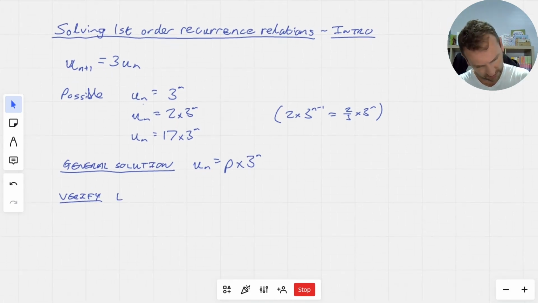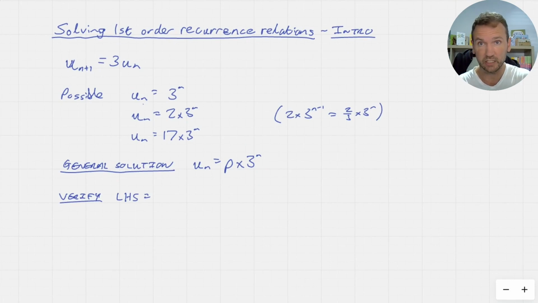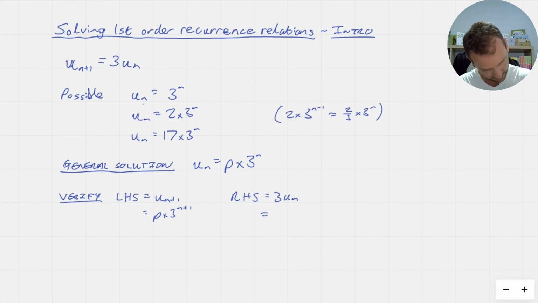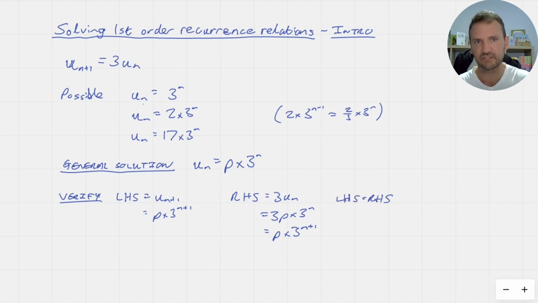So our left-hand side there, if we substitute in, is just u_{n+1}. Well, u_{n+1}, in this case, would be p times 3 to the n plus 1. And the right-hand side of our recurrence relation was 3u_n. That's 3p times 3 to the n. And if we use power laws, that's just p times 3 to the n plus 1. So we've got left-hand side equals right-hand side, and we've verified that it does indeed satisfy it.